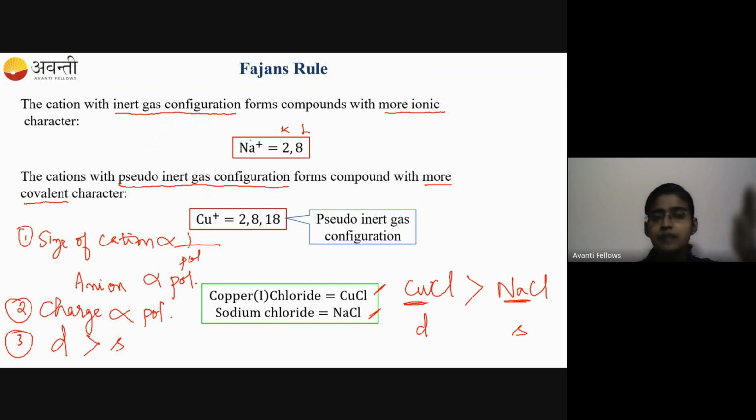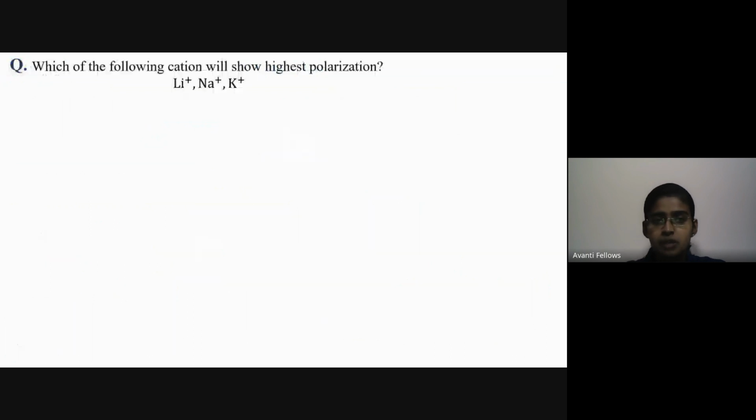Just keep in mind, from this Fajans rule topic you can get questions like: arrange the following in increasing order, which among the following is the correct increasing order of the covalent character of the compounds, or decreasing order of the covalent character of the compounds. In that type of questions you can get. Now coming to one question.